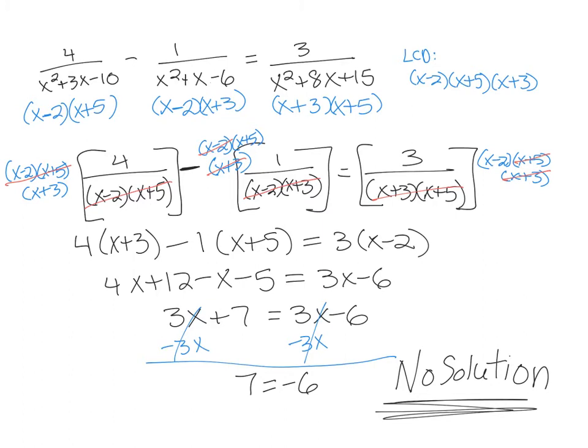It doesn't matter what x is, except none of these factors could be zeros. So your answer, if you got 7 equals 7 instead of this, then you would write all real numbers except x can't be 2, x can't be negative 5, and x can't be negative 3. And you'll see that quite a few times as you're working through the problems. So this is never true, so it's no solution. But if you get a true statement, then anything that's in the domain of the problem is your answer.